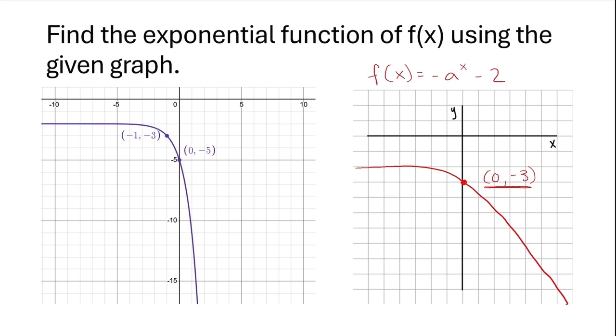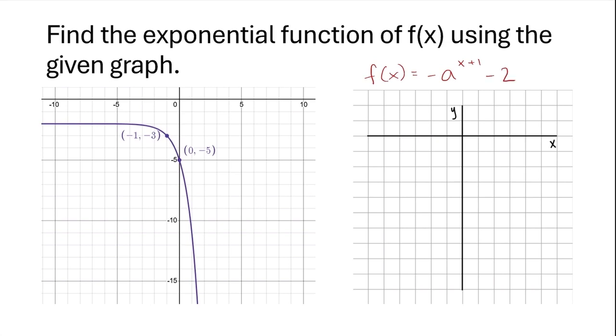Speaking of the point 0, -3, notice that we actually want to be passing through the point -1, -3. This tells us that we need a horizontal shift that moves our graph to the left 1 unit. We know that this means that we need to add 1 to x in our exponent. This makes our function f of x equals negative a to the x plus 1 minus 2. This graph is going to pass through the point -1, -3, have a horizontal asymptote of -2, and look something like this.